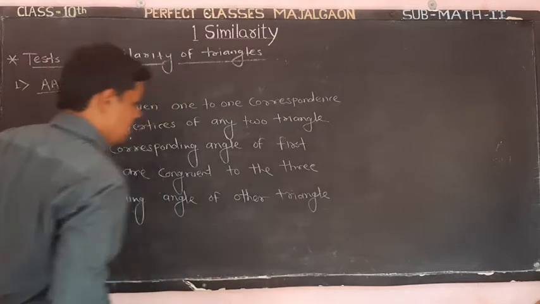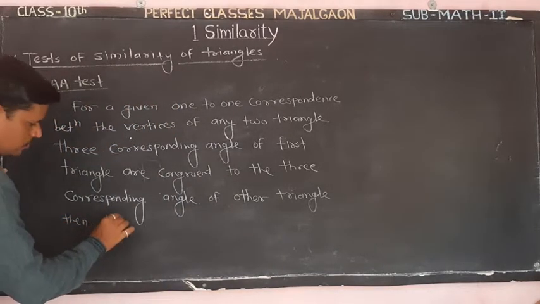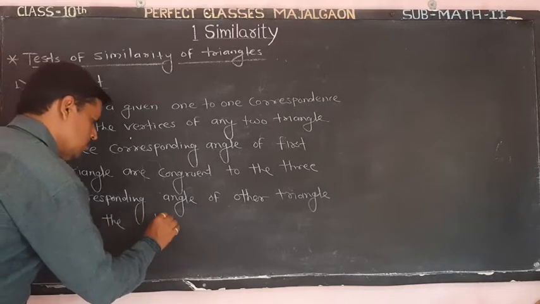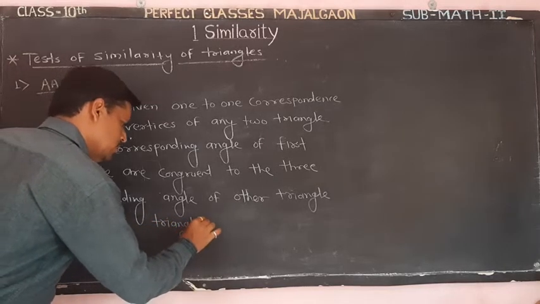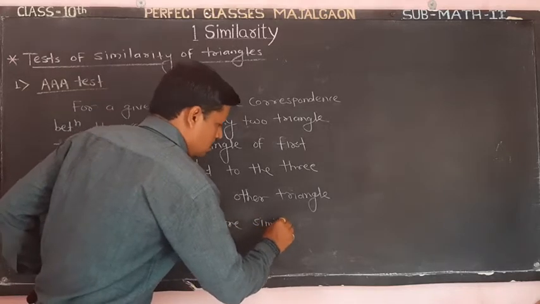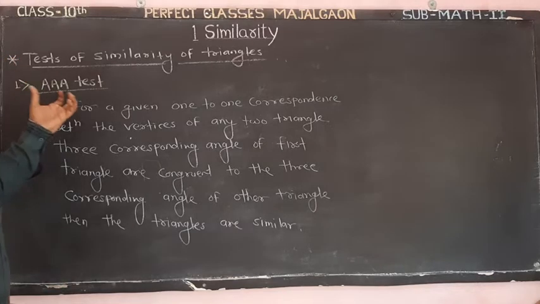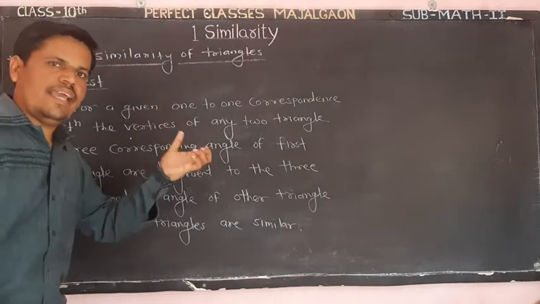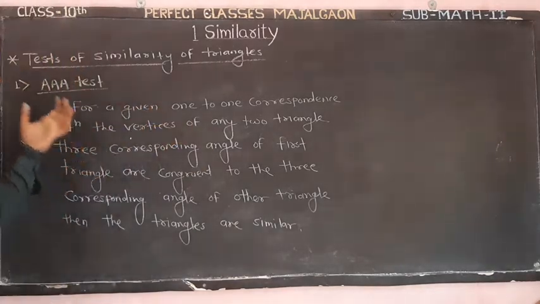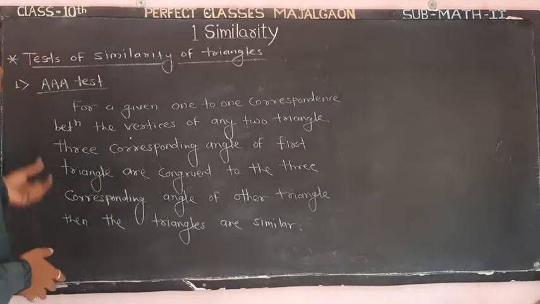Then we can say that the triangles are similar. This is the first test of similarity, and the name of the test is the AAA test of similarity. Here some words are so important in this test.